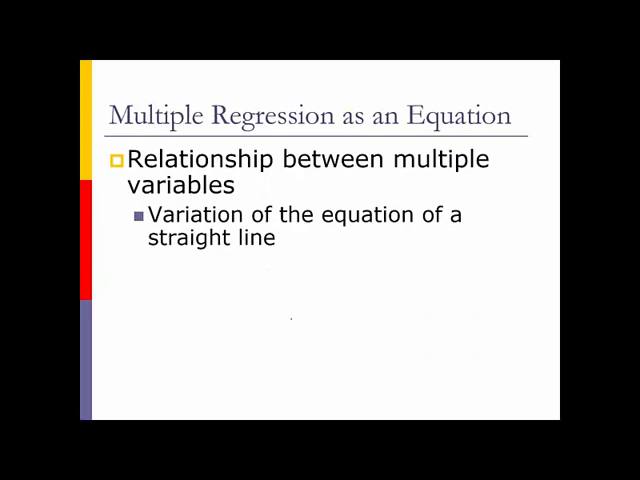So multiple regression as an equation is simply a relationship between multiple variables. All it is is a variation of the equation that we use for a straight line. So in linear regression, we had y is equal to a constant plus b1 x1. Here we're just going to add more coefficients to go with each variable. As such, and usually there's sometimes an error term, but with statistical models we don't have to have that error term in there.